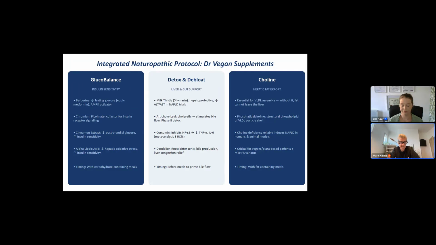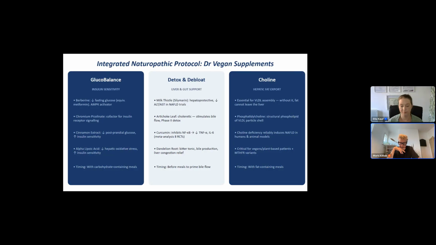Chromium, a cofactor with the insulin receptor, and cinnamon extract blunts that post-meal glucose spike by slowing the gastric emptying and inhibiting carbohydrate digesting enzymes. So this is where we can see that we're approaching it from a different angle than, say, the GLP-1 agonists, and therefore it's a more sustainable protocol for our clients itself.